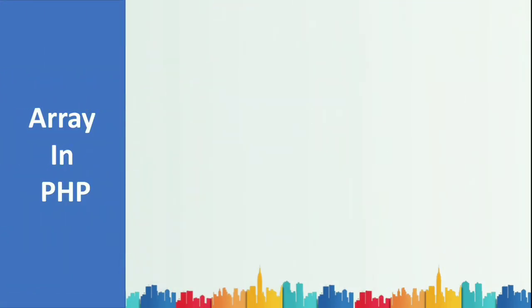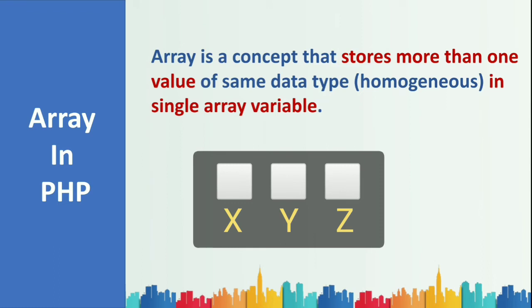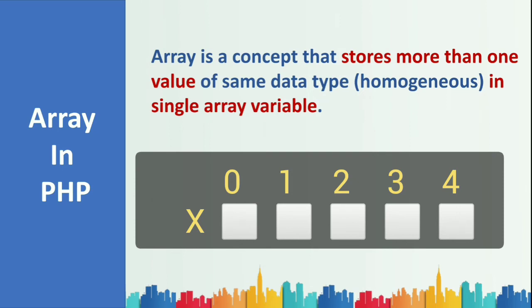Array in PHP. So what is an array? An array is a concept that stores more than one value of the same data type in a single array variable. In simple terms, it is a collection of the same data type referenced by a common name. We write a name for every single memory box, and we represent it as a variable. For one memory box we give one name, but for a collection of memory boxes we represent one name. That is what an array is. All the memory boxes should hold the same data type.